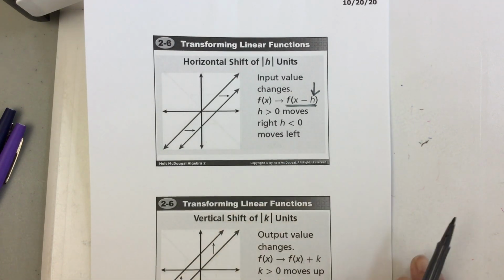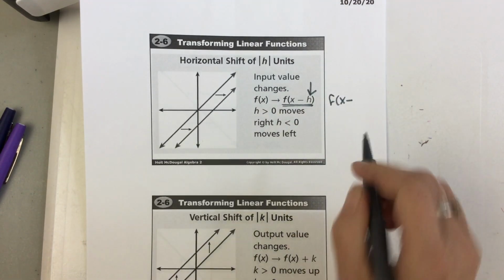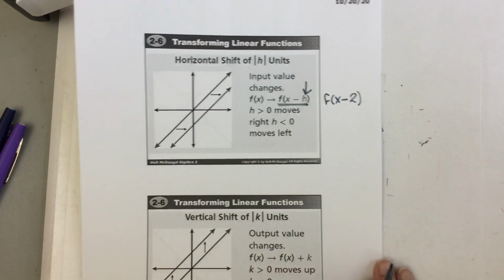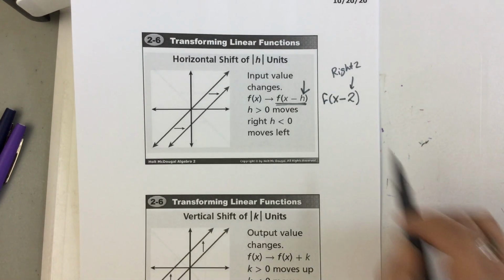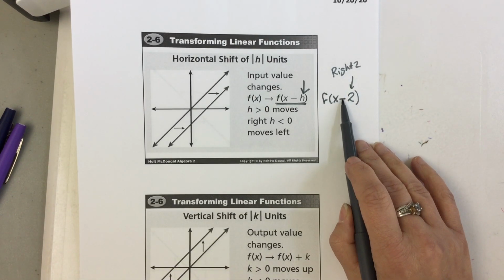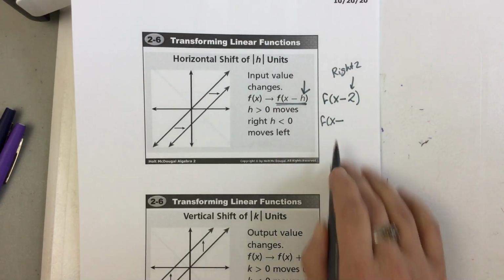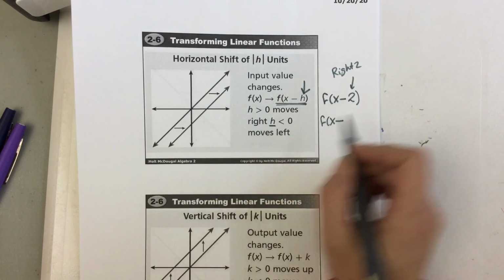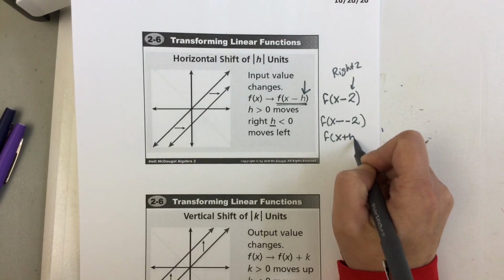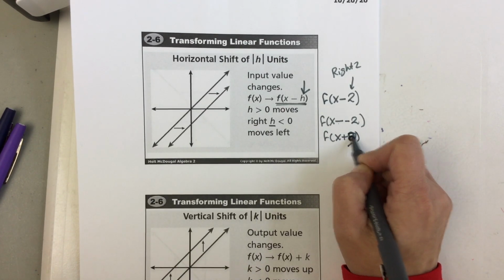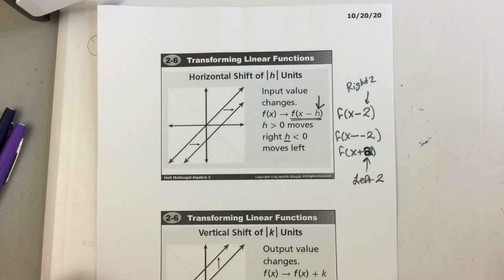So let's say I want to slide something to the right 2. It would be f of x minus, and if I want to go to the right 2, I would fill in a 2. So this is right 2. Notice if I put a positive value in here, the negative remains. If I want to go to the left 2, your h value is negative, so it'd be negative 2. Well, if you minus a negative, this ends up being x plus 2. So this is actually going to the left 2. So that's where it gets a little bit tricky.